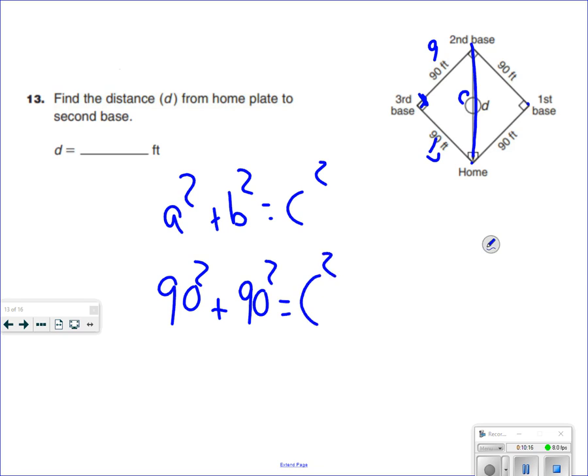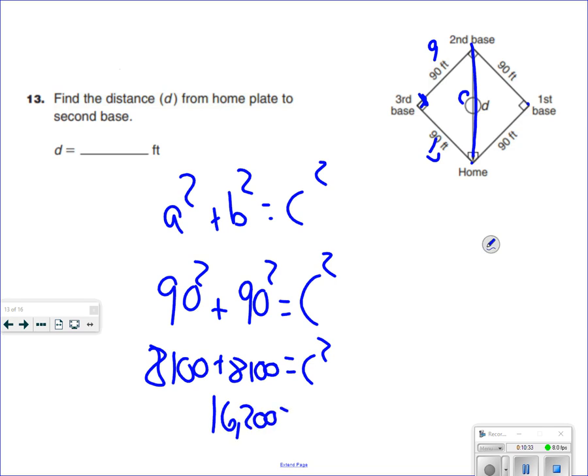Well, what is 90 times 90? We have 8,100 plus 8,100 equals C squared. Well, what's 8,100 plus 8,100? It is 16,200 equals C squared. Probably wondering, what do I do next? Well, it's the same thing we've done the whole lesson. 16,200. What is the square root of that?